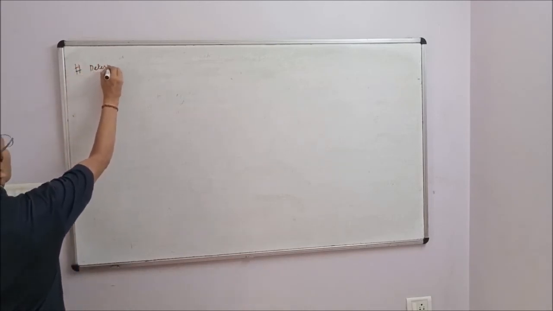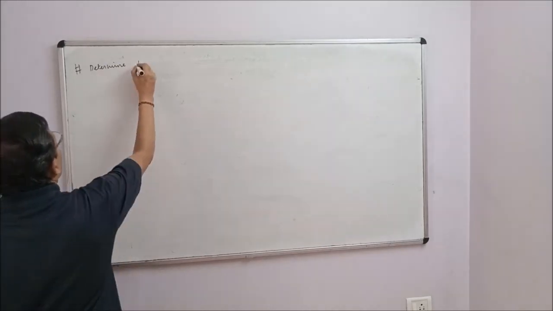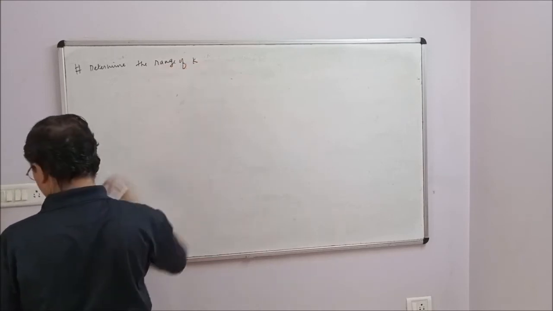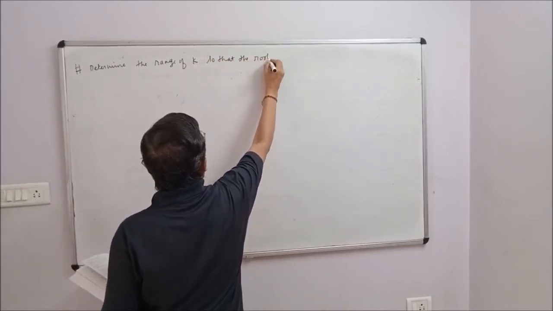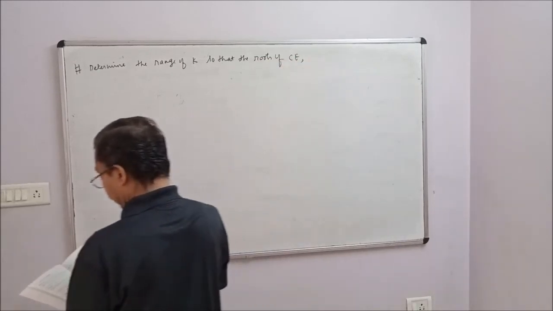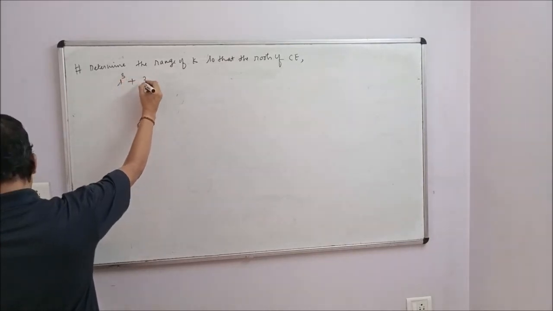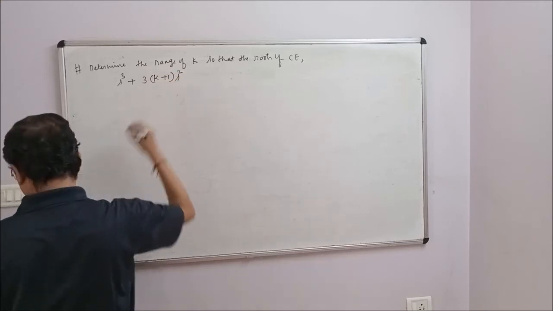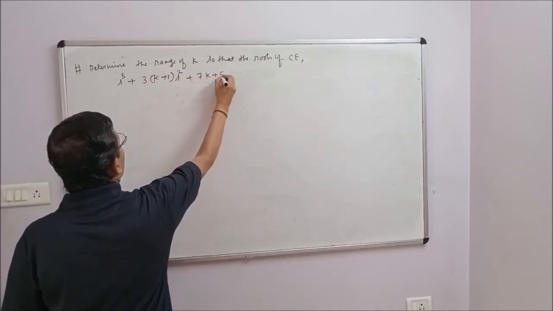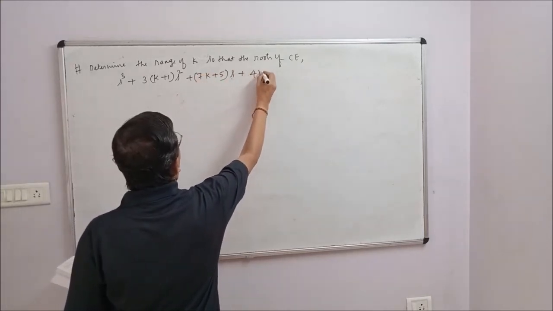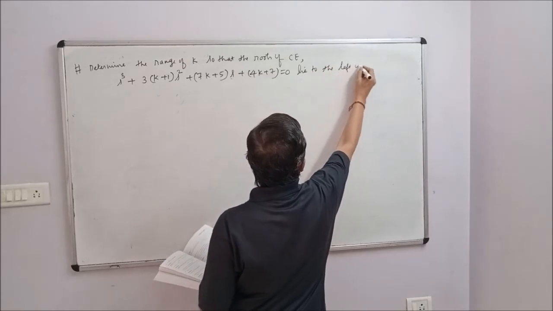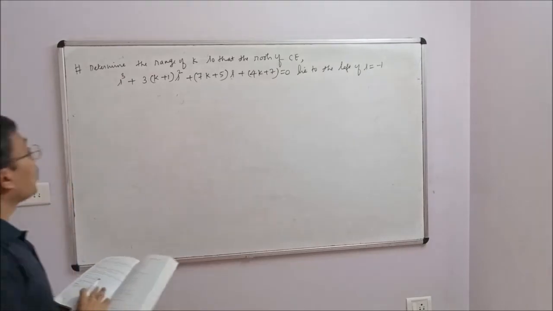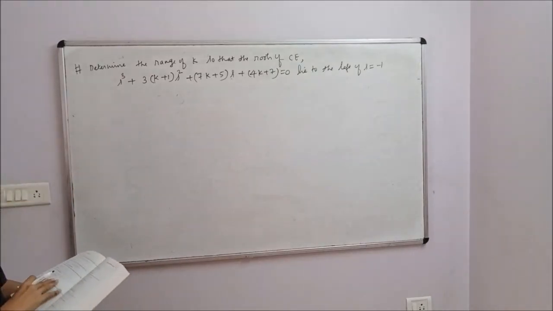Next problem. Determine the range of k so that the roots of the characteristic equation s cube plus 3 times k plus 1 into s square plus 7k plus 5 into s plus 4k plus 7 equal to 0 lie to the left of s is equal to minus 1.